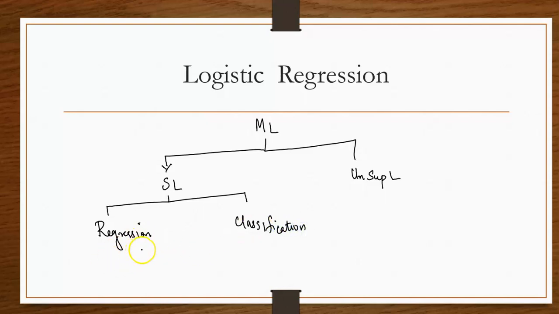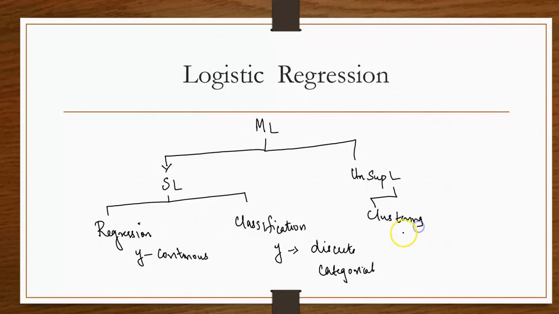So regression, what it means is that the predicted variable is continuous. The output variable or the predicted variable is continuous, and in classification the predicted variable is discrete or categorical. Okay, discrete variable, or we can call it a categorical variable. And unsupervised learning, that is clustering, we can see in detail in the coming sessions. Clustering, principal component analysis, PCA, all those come under unsupervised learning.